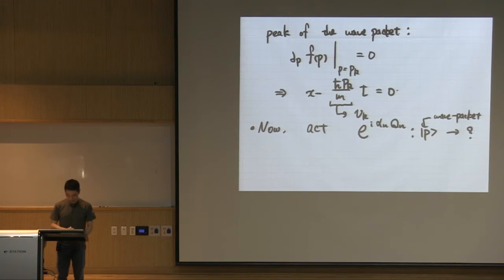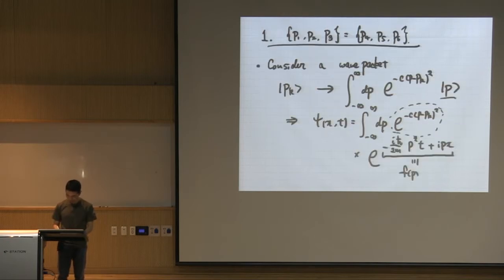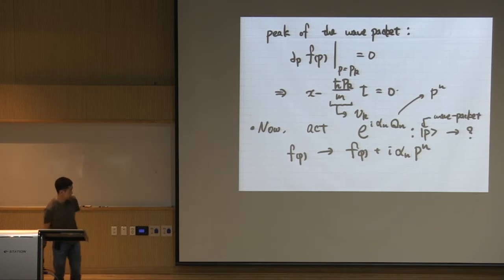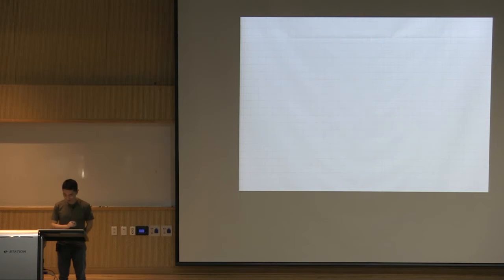The definition of Q_n is that if Q_n acts on the plane wave state, it produces p to the n. So essentially, if you act this generator on the wave packet, then this f of p gets shifted because of the action of the generator, and it's shifted by this amount, because the action of Q_n is just p to the n. So now I can play the same game of finding the peak of the wave packet after shifting f of p by this amount. And this leads to some interesting observation.